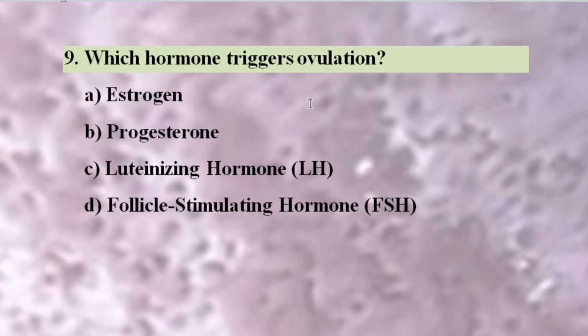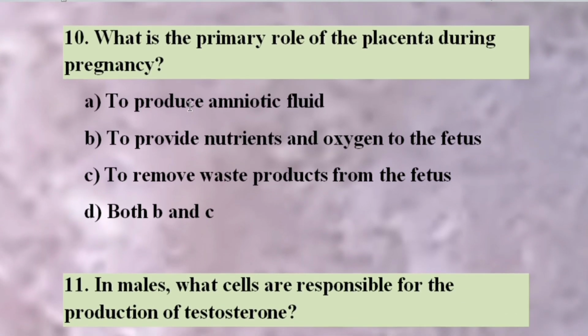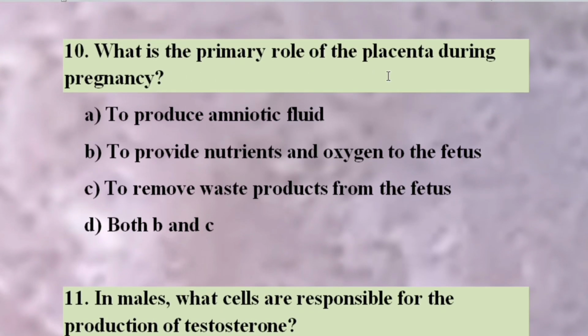Which hormone triggers ovulation? Alpha, estrogen; beta, progesterone; Charlie, luteinizing hormone; delta, follicle stimulating hormone. Here the right option is Charlie, luteinizing hormone. What is the primary role of placenta during pregnancy? Alpha, to produce amniotic fluid; beta, to provide nutrients and oxygen to fetus; Charlie, to remove waste products from fetus; delta, both B and C. Here the right option is both B and C, so delta is correct.